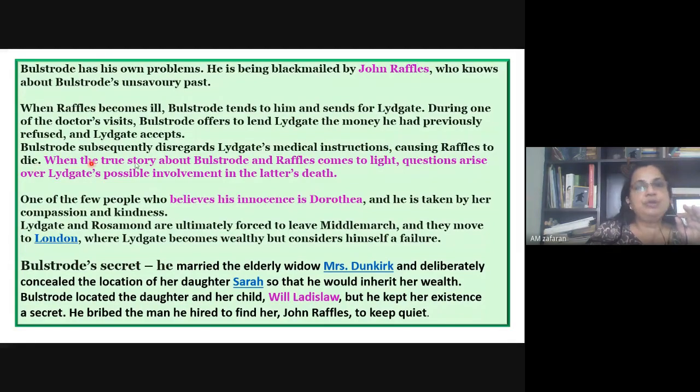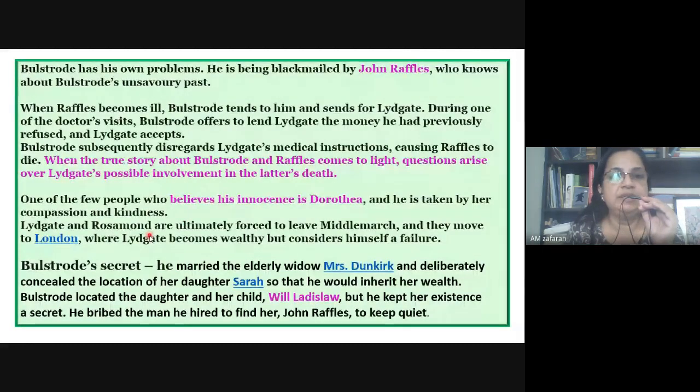Now, when the true story about Bulstrode and Raffles comes to light, questions arise over Lydgate's possible involvement in the latter's death. So when people come to know that Raffles died because Bulstrode did not take good care of him, then people start questioning the honor of this Dr. Lydgate also. So Lydgate's reputation also comes under question after the death of Raffles. One of the few people who believes his innocence is Dorothea, and he's taken by her compassion and kindness.